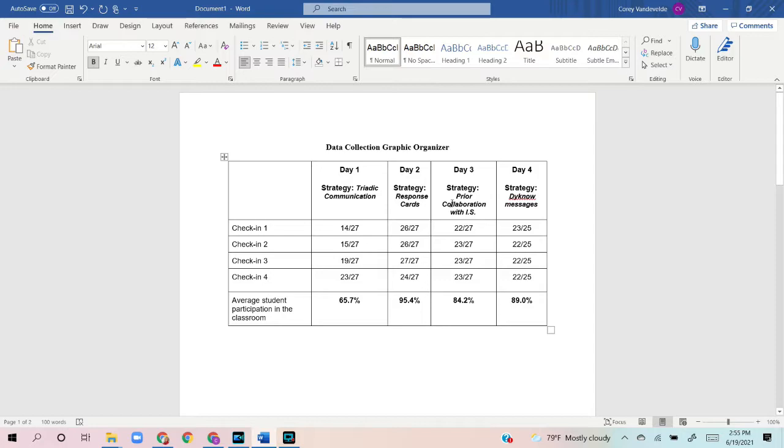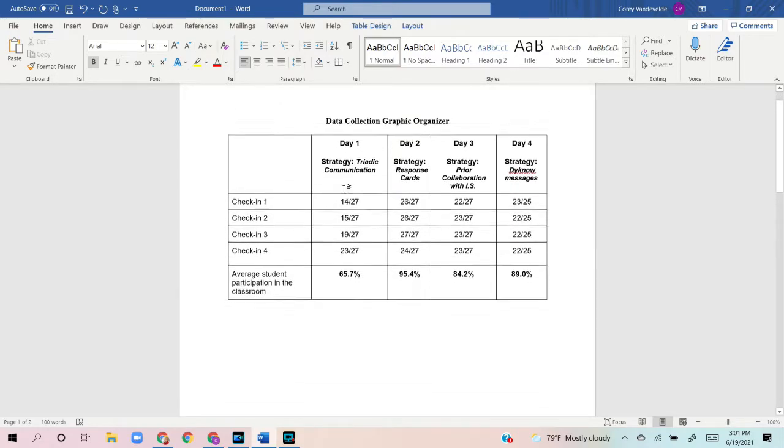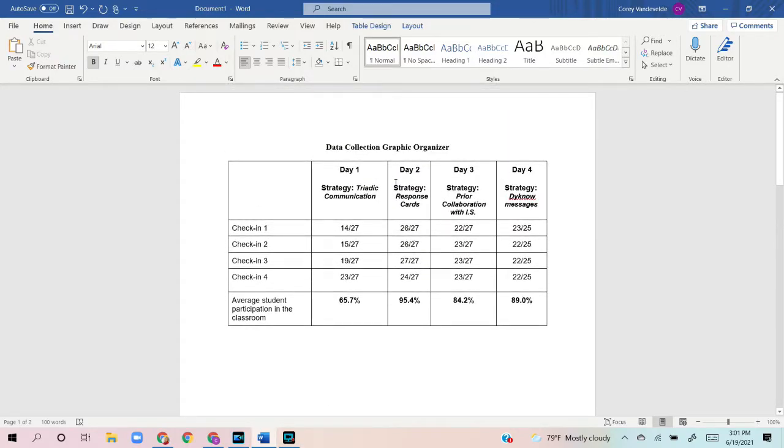So these first three strategies were strategies that I found online. I researched them myself, and professionals had given data that said that these strategies were successful to increase participation in their classrooms. And this last strategy is something that I use, and through my qualitative observations, I have found that this strategy has increased student engagement and participation. So looking at the data, the triadic communication strategy was not very successful in my research, so I chose not to move forward with that one in my actual action plan. The response card strategy, I'm going to talk a little bit more about in the next segment, but it was very successful in my classroom.